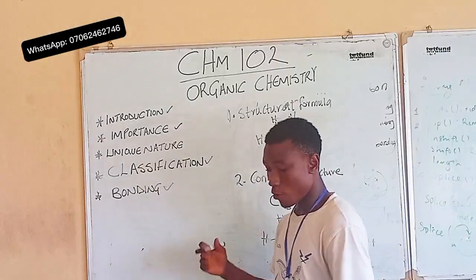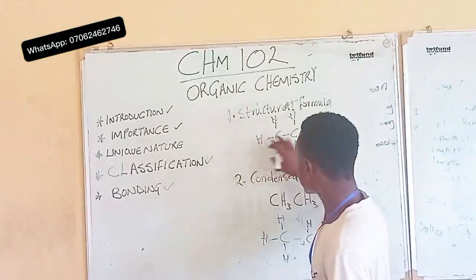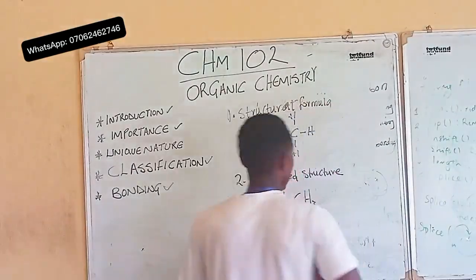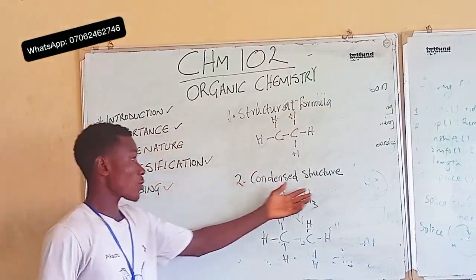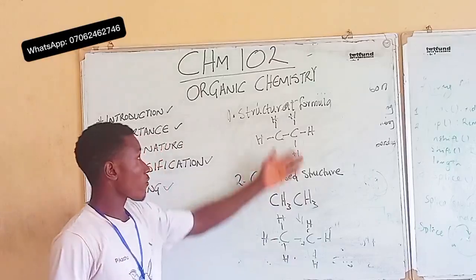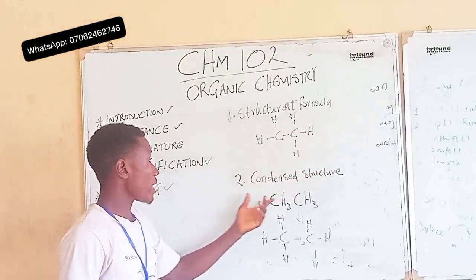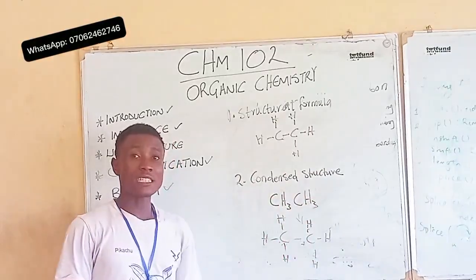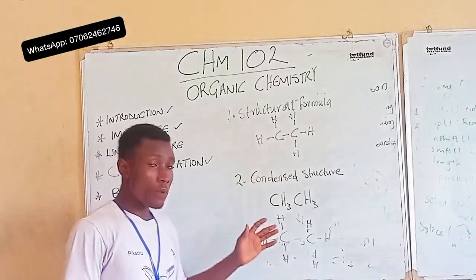We also talked about the functional group, which we just did. I talked about the bonding, which is the last set. We talked about the major types of representation, where we have the structural formula and the condensed structure. The structural formula is simply bringing out all the atoms into play, while the condensed structure is simply writing it in a simplified manner.